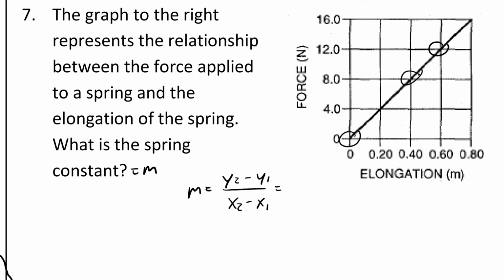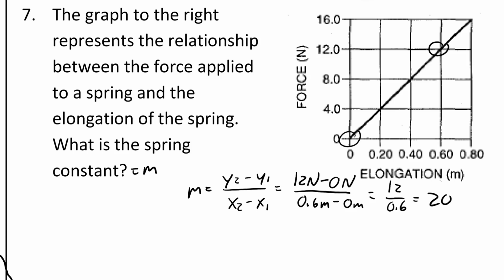Well, actually, this would be right in the middle, but anyway, 12 newtons, Y2 minus Y1, which we chose was the origin, 0 newtons, divided by X2, which is 0.6 meters, minus X1, again, is at the origin, so 0 meters. So you get 12 divided by 0.6, or 20. And what are the units we're talking about? Again, it's a newton divided by a meter. A newton per meter, which are the units for k. So k is equal to 20 newtons per meter.